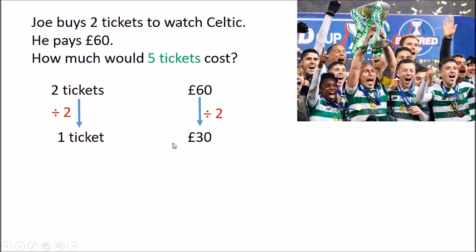If I know that 1 ticket is £30, that means that if I multiply this quantity by 5 and the other quantity by 5, that tells me that 5 tickets are £150. And that is my final answer.